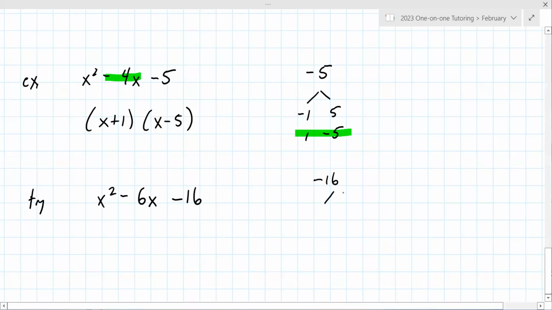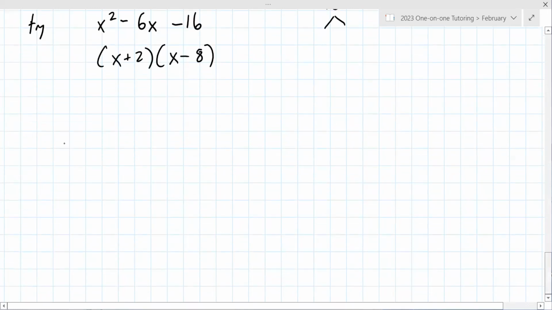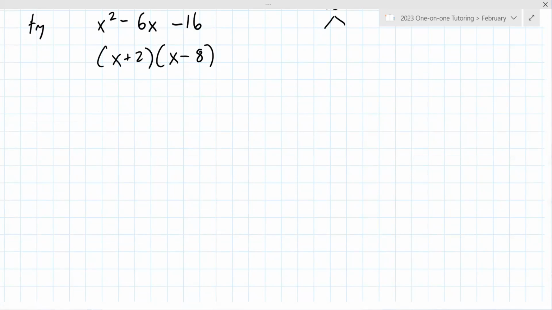Is it 2 and -8? Yes, yes, perfect. x plus 2, x minus 8. All right, good. So one of the things that I hear from students, again, mostly, is they get the signs wrong when they're doing something like this one. The way to do it here, if you're looking for a bit of a shortcut.